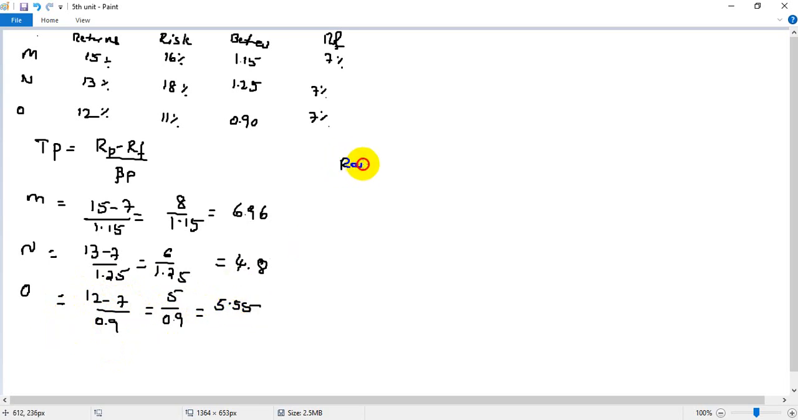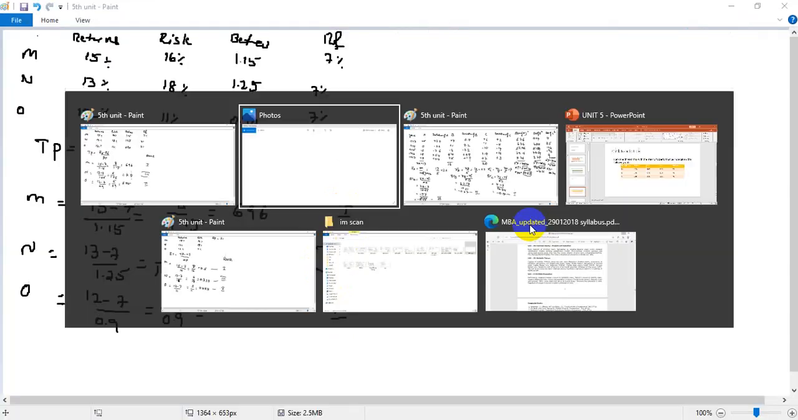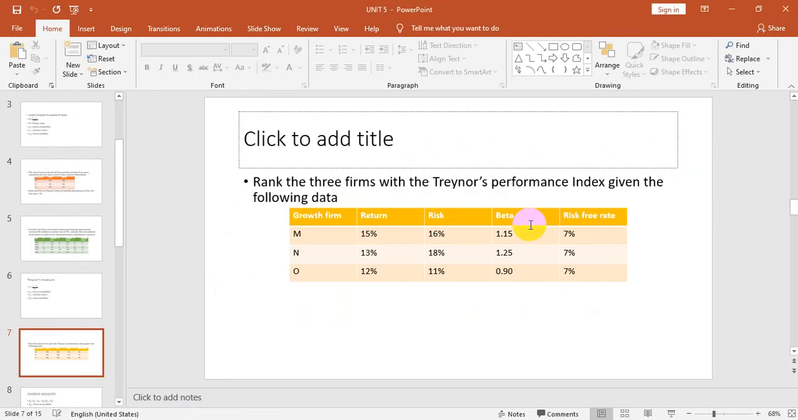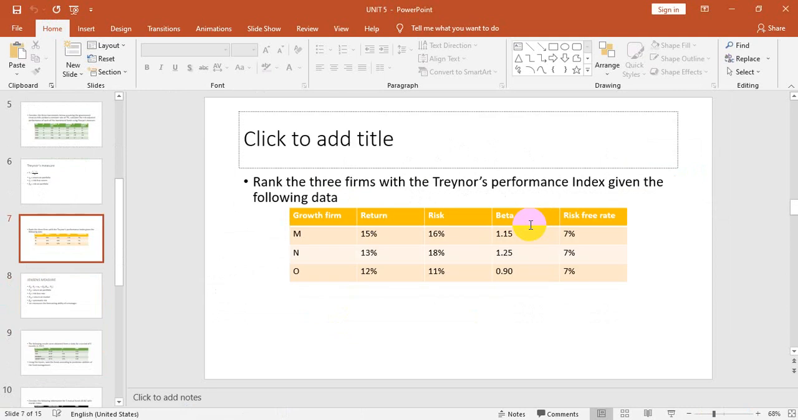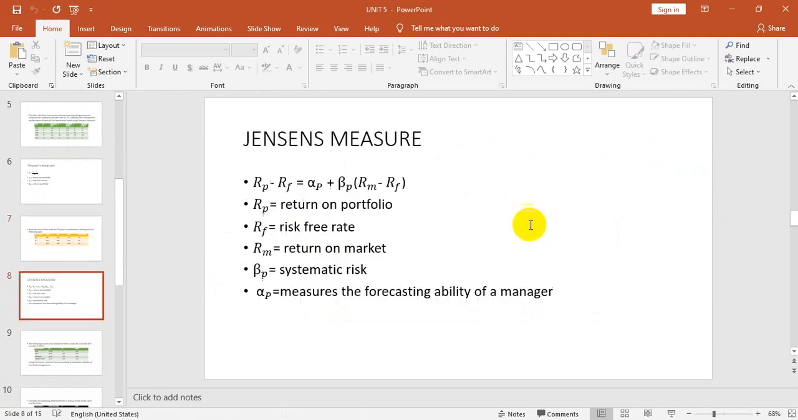So rank according to Treynor. This is the top one, first portfolio, second portfolio and third portfolio. So this is how you need to do it. It's very simple. I hope it is clear to all of you. It all depends upon the calculation part only. There is no more variation in that.